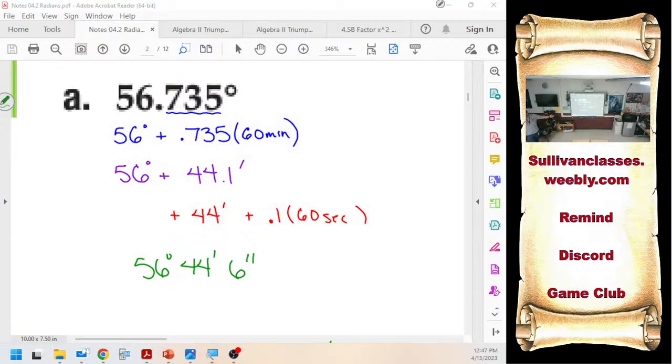Y'all, metric is superior. Like, just raw decimal. Metric is superior. 0.1 by 60, because I had that much of a minute left over, and I didn't want to call it 0.1 minutes. Metric is superior because it's base 10 system. Easy to work with, easy to convert around.